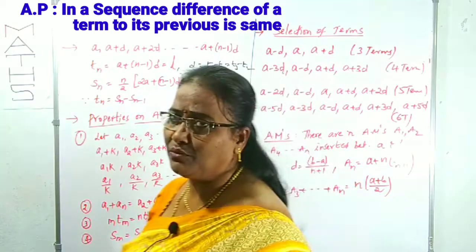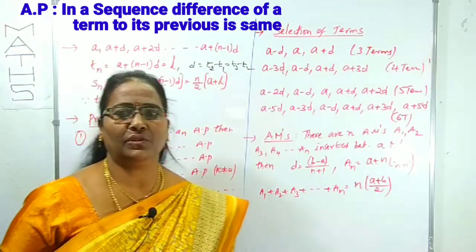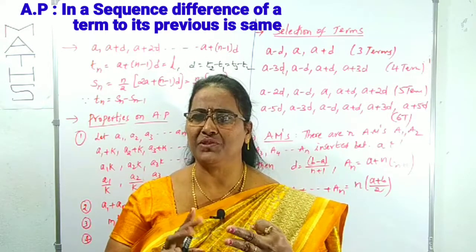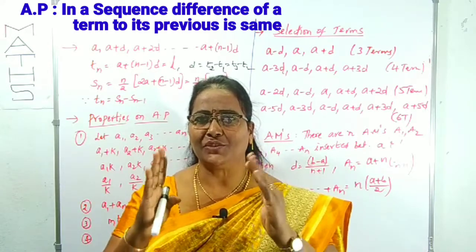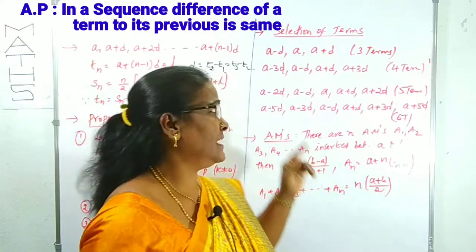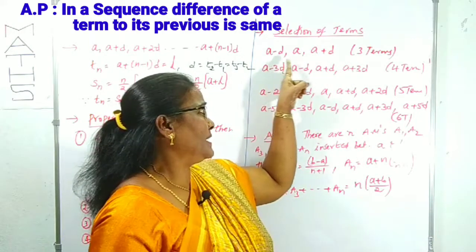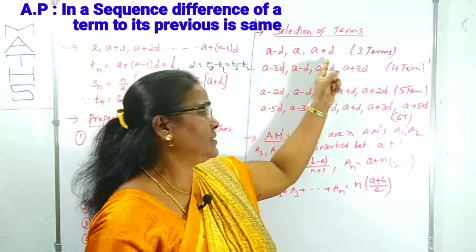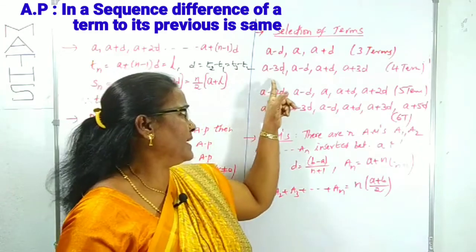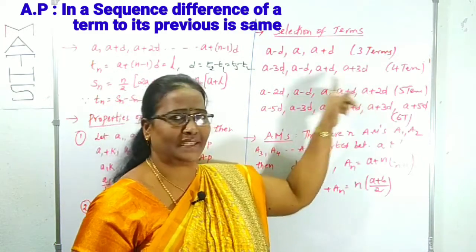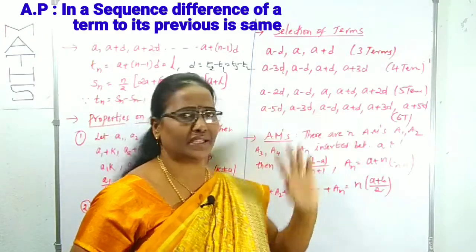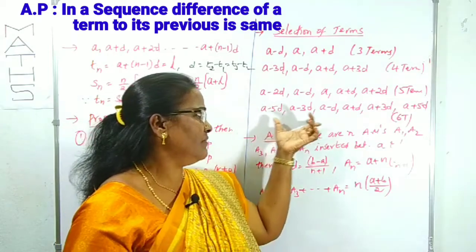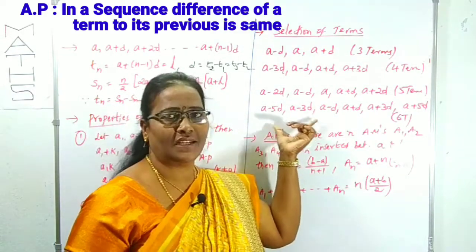Clear? Now, we can come to the next. We will go to the 3 terms in AP, 4 terms in AP, like this. Especially when 3 terms, 4 terms, up to 6 terms are given, we can select those terms for our convenience like this. For 3 terms, you can choose them as a minus d, a, a plus d, right? If there are 4 terms, a minus 3d, a minus d, a plus d, a plus 3d, and for 5 terms, like this we can collect. So 3 terms, 4 terms, 5 terms, maximum 6 terms are there. We can choose terms like this for our convenience.